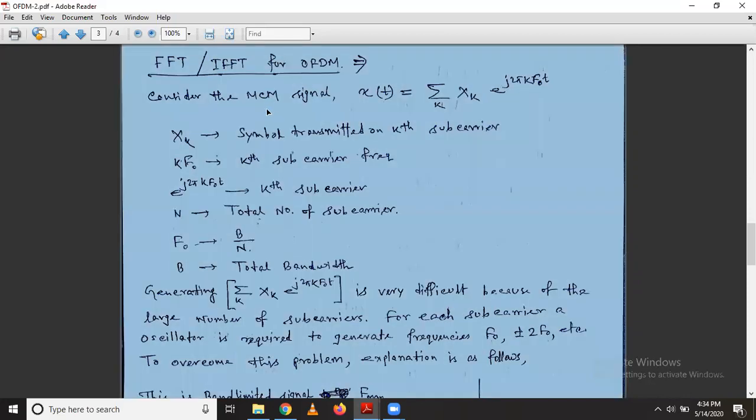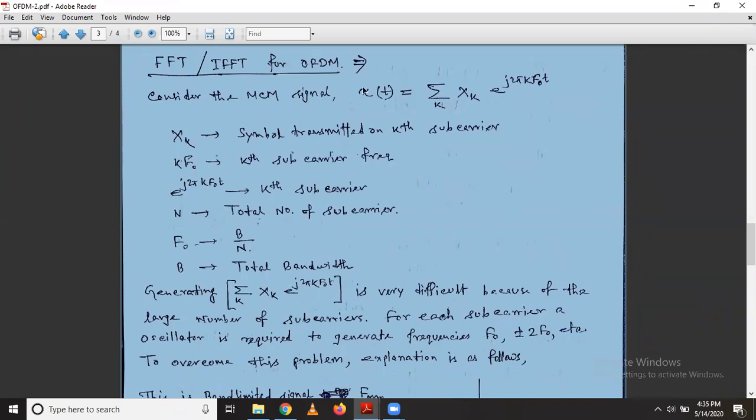Now consider the MCM signal. What is the MCM signal? This one. Just now we have seen the summation of the message signal times the carrier signal, where x_k is the symbol which is transmitted, k times f_0 is the subcarrier frequency. This is the carrier signal. N is the total number of subbands or subcarriers. f_0 is the fundamental frequency. Capital B is the total bandwidth.